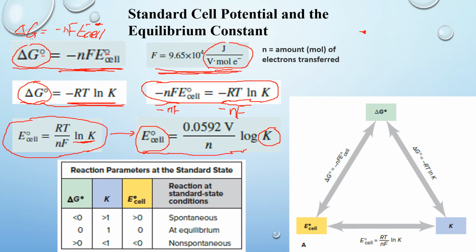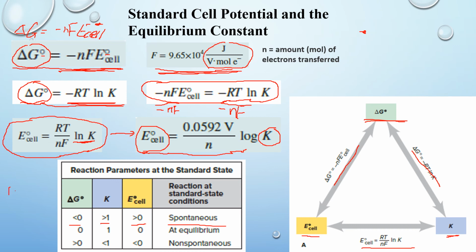Now we can get this triangle diagram showing the relationship between free energy, standard cell potential, and the equilibrium constant. This is the standard free energy, and the relationship is written here above the arrow. For a spontaneous reaction, we want delta G less than 0 and E cell greater than 0, and in this case K must be greater than 1.